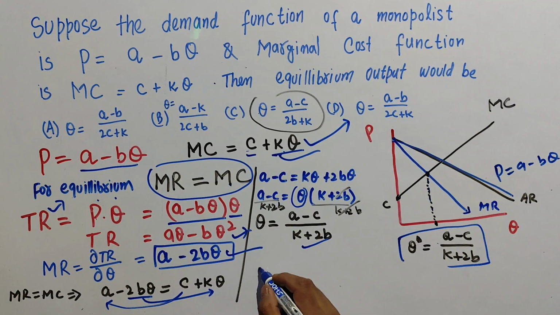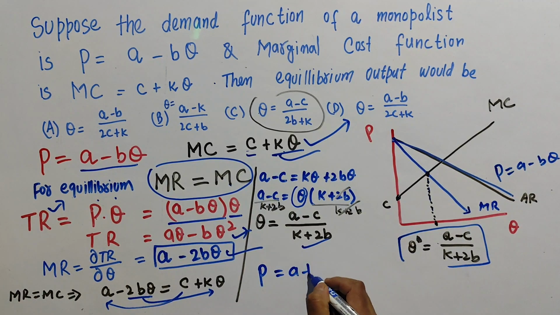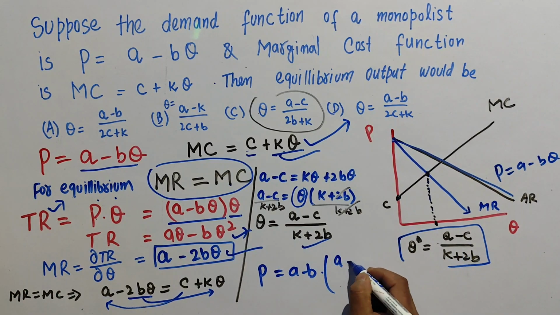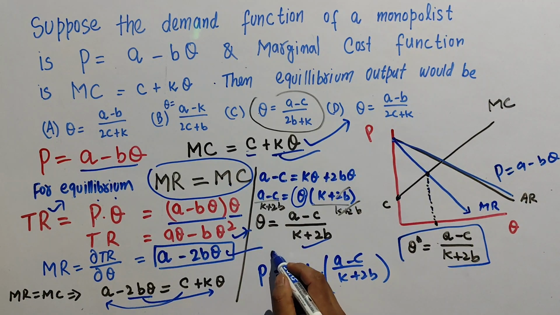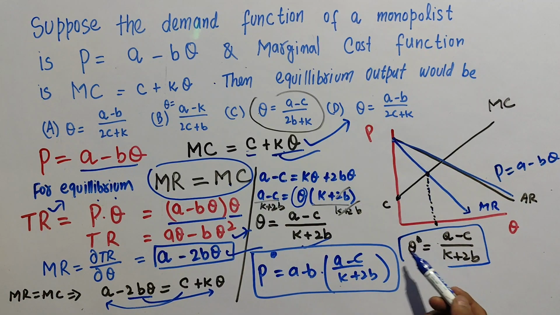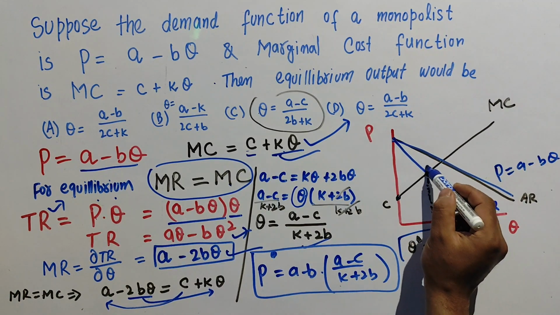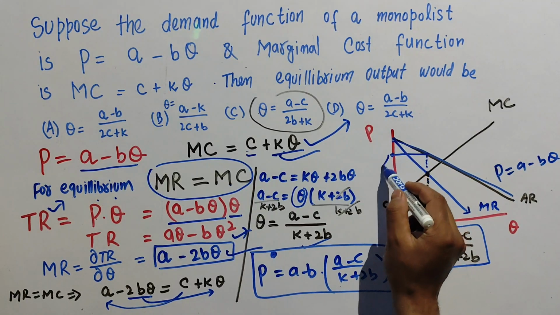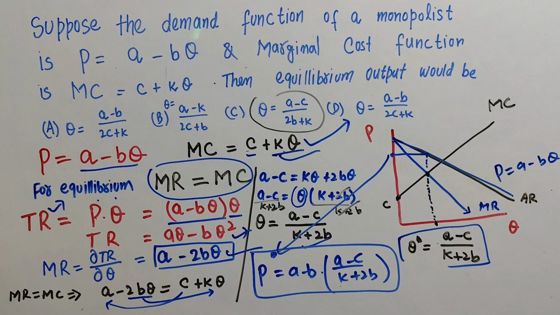Simply plug in. Then the equilibrium price will be P = A − B times this equilibrium level of output, that is (A − C)/(K + 2B). This will denote our equilibrium price if I plug the equilibrium quantity here. So this point denotes this. I hope I make myself clear. Thank you.